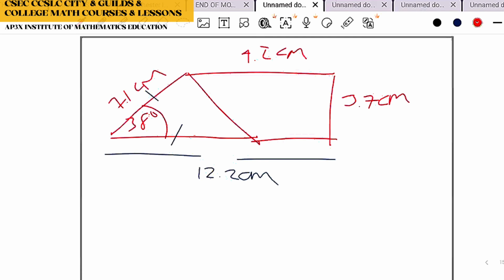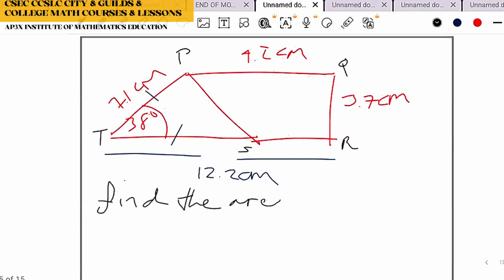All right, which of my students would like to find the area of this particular shape? Let us give the shape a name. Let us call the shape P, Q, R, S, T. I want a new student to help me out. Find the area of PQRST.